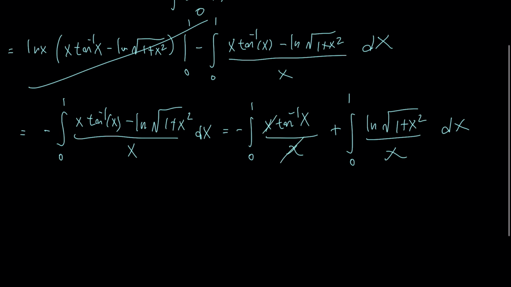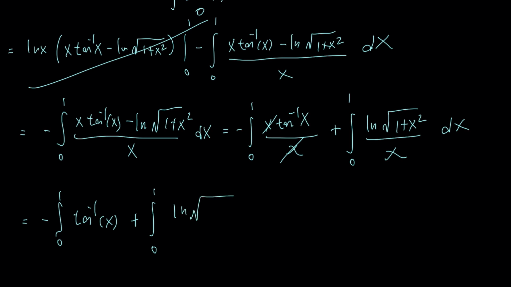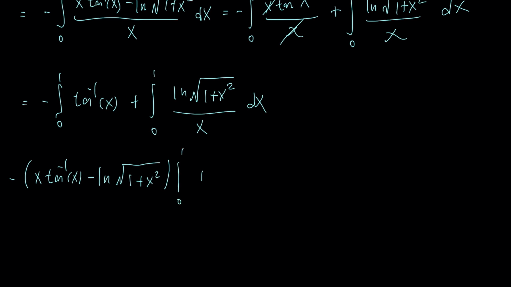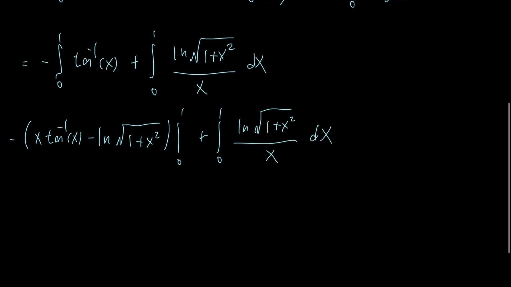Here the x's cancel. We're left with negative the integral from 0 to 1 of the inverse tangent of x, plus the integral from 0 to 1 of the natural log of the square root of 1 plus x squared divided by x dx. And we already know what this integral is. It's negative x inverse tangent of x minus the natural log of the square root of 1 plus x squared from 0 to 1, and then plus the integral from 0 to 1 of the natural log of the square root of 1 plus x squared over x dx.